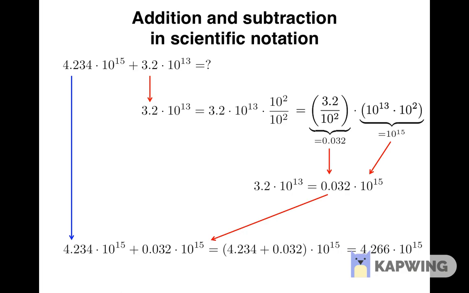If your answer had more or less than one non-zero digit before the decimal point, you would convert it back to scientific notation by multiplying and dividing your answer by the same power of 10, similarly to what we have done for our second summand.